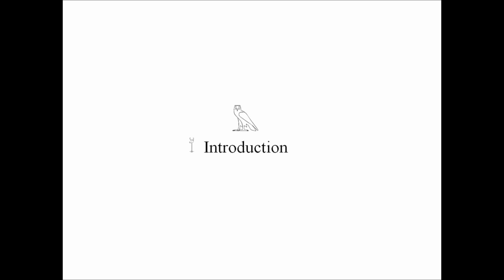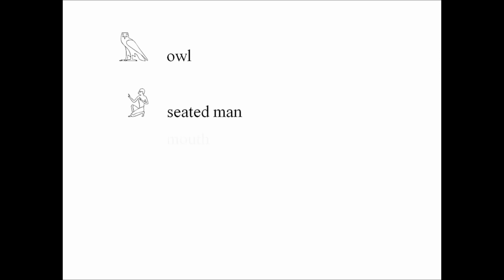Hieroglyphs are pictures used as signs in writing. Many depict living creatures or objects. For example, an owl, a seated man, a mouth, a water pot. And as you might expect, some signs represent the object they depict. So, for example, the mouth sign is used to write the word for mouth, usually in combination with the stroke sign.